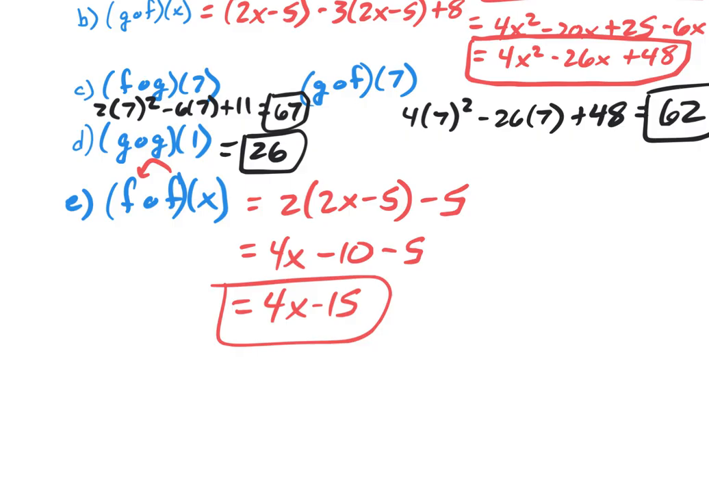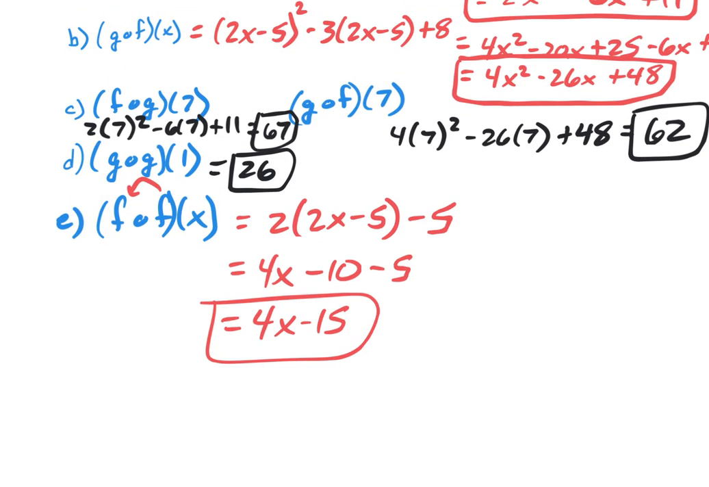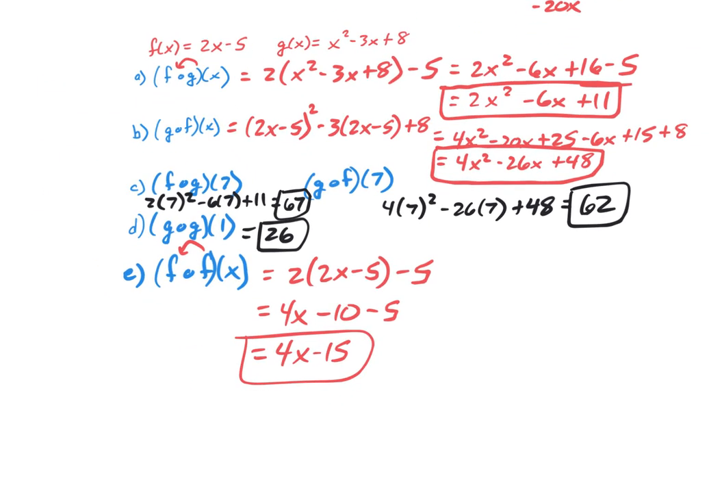I know I've said it a lot, but if there's a number in this slot right here, your answer is going to be a number. If there's an x or a variable right here, then your answer is going to be an expression of some kind. And it could look quite a bit different. Sometimes it could be quadratic, it could be linear, it could be a lot of different types of things. Okay, questions on any of those?